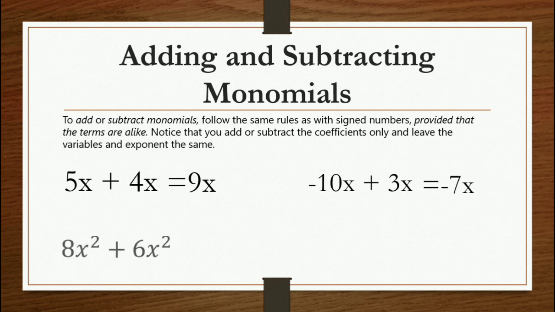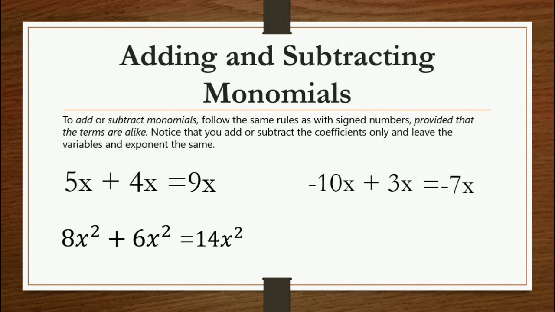Another, 8x squared plus 6x squared. Feel free to pause this video and answer this example, and then unpause if you're done to check your answer. So, in this example, no matter what the value of the exponent is, our task is to only add the coefficient. So 8 plus 6 is 14, and therefore, we get 14x squared as the sum of these terms.